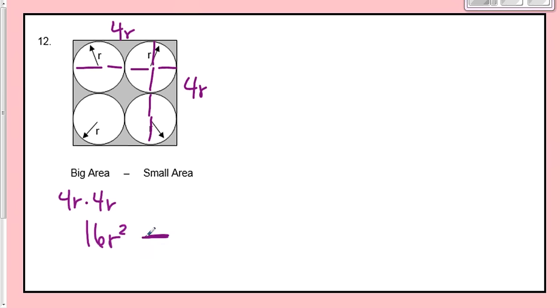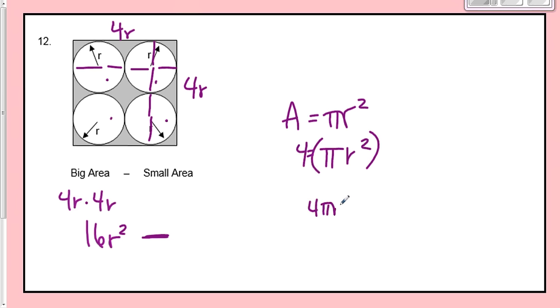Then I want to subtract the small area. Well, that would be the 4 circles combined. So one circle I know can be found by doing pi r squared. My radius is r, so it's literally just pi r squared. But I have 4 of them, right? So if I multiply this by 4, I just have 4 pi r squared. So I move that down here.